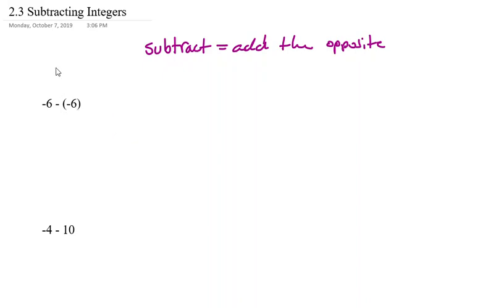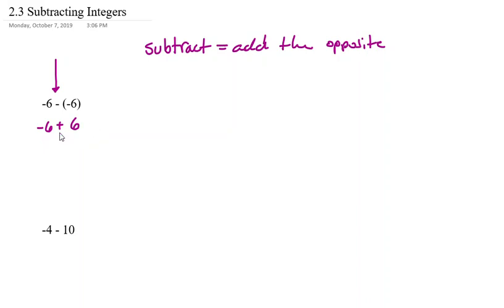So, for example, in this first one, we have -6 minus -6. You probably already know what the answer is. But that subtract sign there, we're going to rewrite it as a plus sign. So we're going to say -6, that doesn't change, plus the opposite of -6. Instead of minus -6, we're going to say plus the opposite. So the opposite of -6 is +6. Now we have -6 plus 6, and we follow the rules.